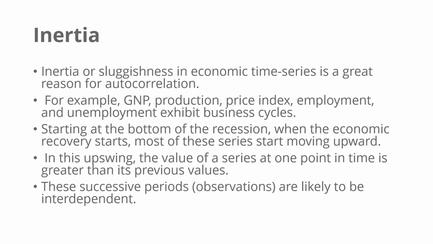So, having understood that, let's understand the causes of autocorrelation. The first and important cause is inertia. So, when I say the first and important cause is inertia, this means that inertia plays a very important role in causing autocorrelation. What does inertia mean? It is sluggishness in time series. So, if you're taking the examples of gross national product, production, price index, employment indices, unemployment data, etc., you can see that these exhibit business cycles.